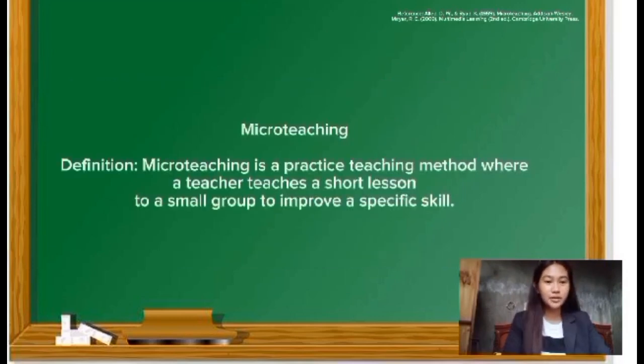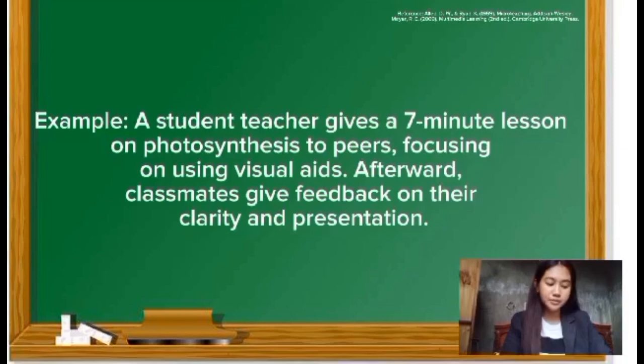The next is microteaching. Microteaching is a practice teaching method where a teacher teaches short lessons to a small group to improve a specific skill. It focuses on one teaching skill, like asking questions or explaining clearly, and it includes feedback so the teacher can reflect and improve. For example, a teacher gives a 7-minute lesson on photosynthesis to peers, focusing on using visual aids.